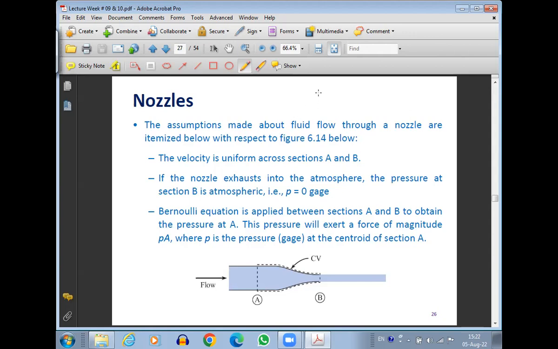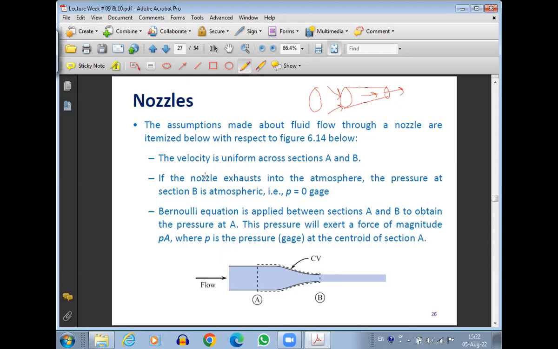A nozzle is basically a form of a pipe, but this is a pipe of decreasing diameter. So we'll have a pipe in such a way that the diameter of the pipe is decreasing. If we have a pipe with a decreasing diameter, then this is known as a nozzle. The fluid flows in it, and as the fluid flows within the nozzle, obviously the velocity of the fluid increases. Most of the time we use a nozzle whenever we want an increased velocity of the fluid.